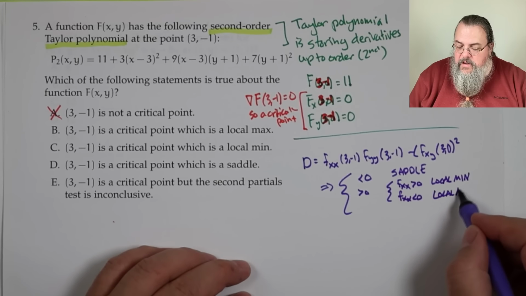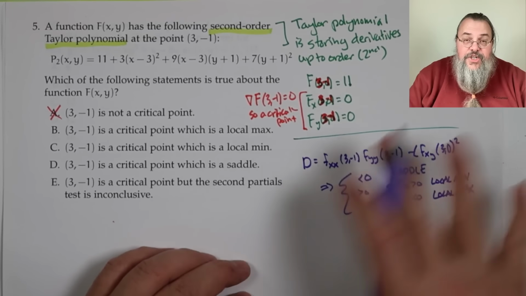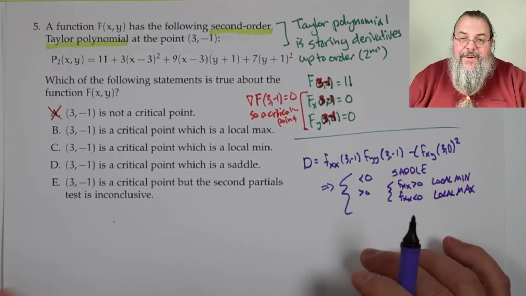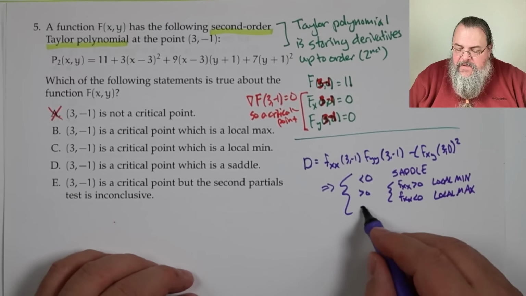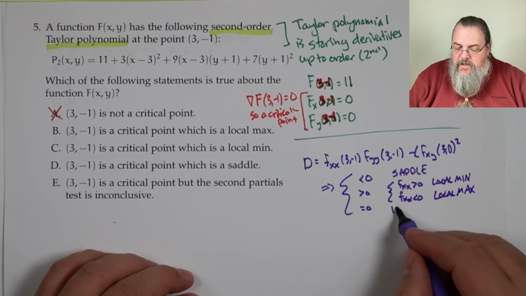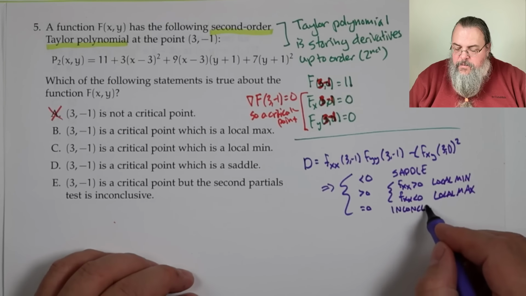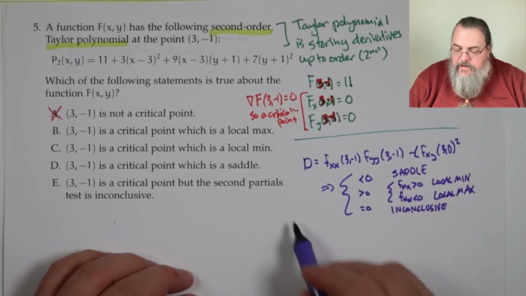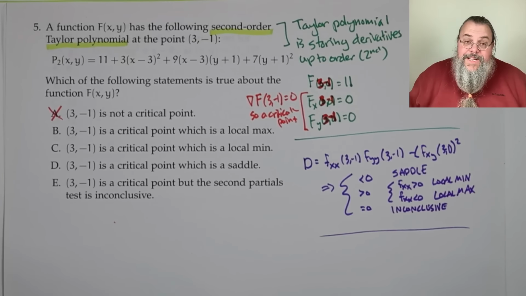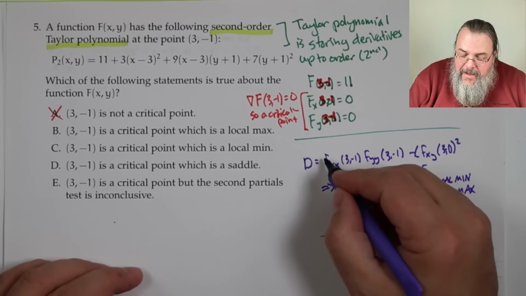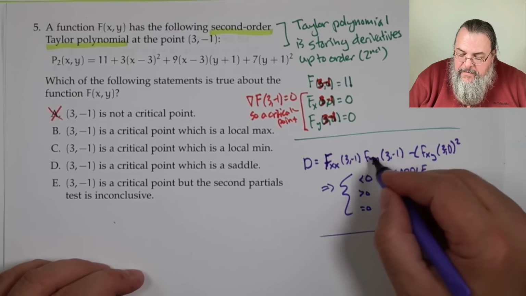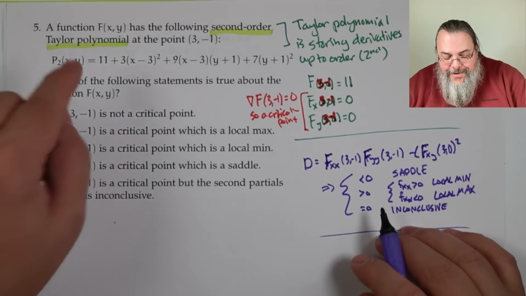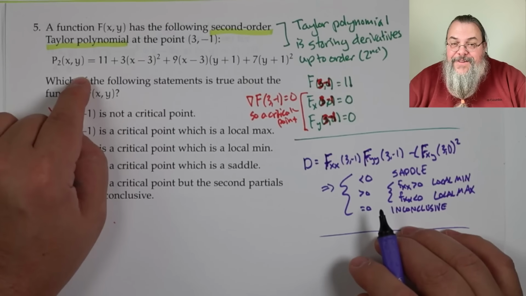The good news, all this is essentially stored in our formula sheet, so you don't have to remember all the fine details. If it equals 0, inconclusive. We don't know what's going on. Okay, so there's our second partials test. So we need our second derivatives. And good news, we have our second derivatives, because we have our second order Taylor polynomial.